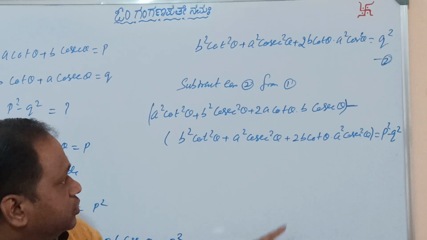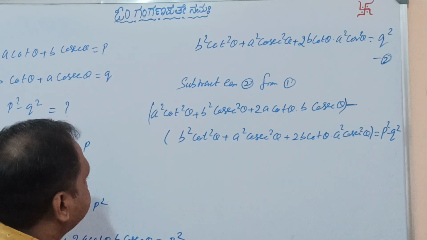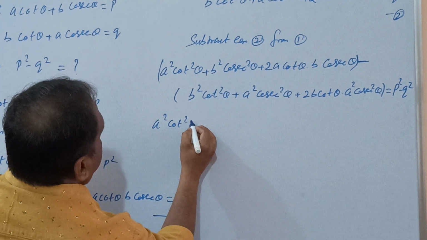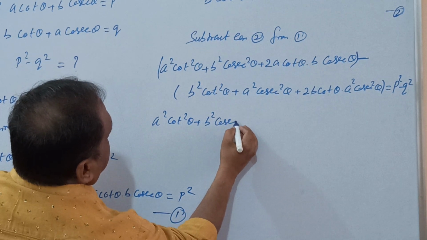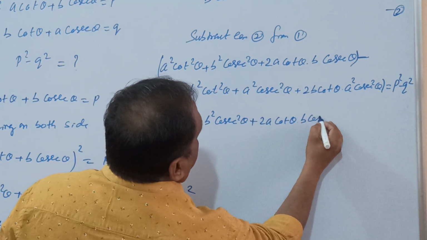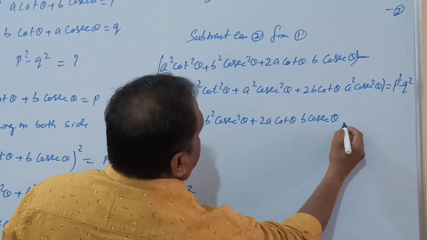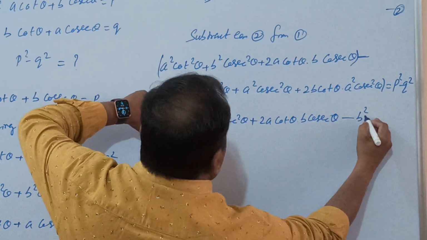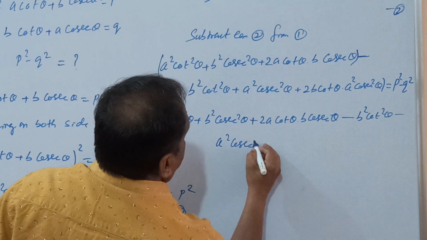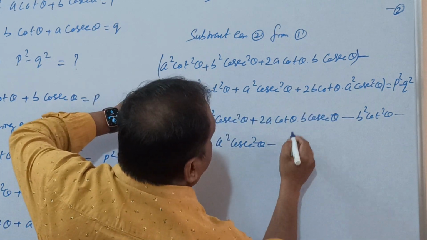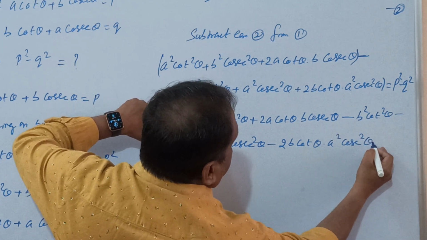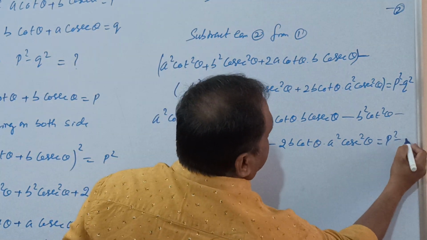Now I multiply the minus through the whole bracket. So we have a square cot square theta plus b square cosec square theta plus 2a cot theta b cosec theta, minus b square cot square theta, minus a square cosec square theta, minus 2b cot theta a cosec theta. The RHS is p square minus q square.